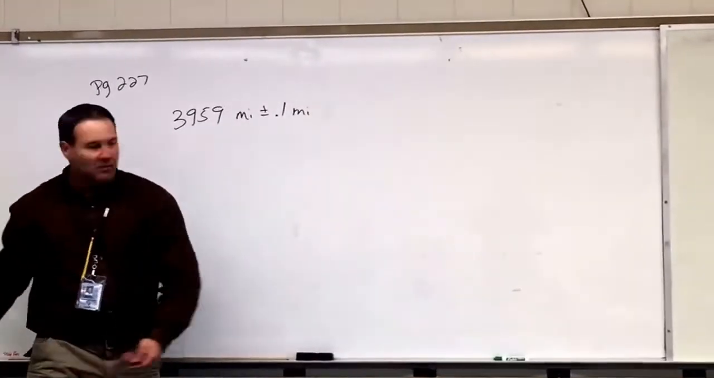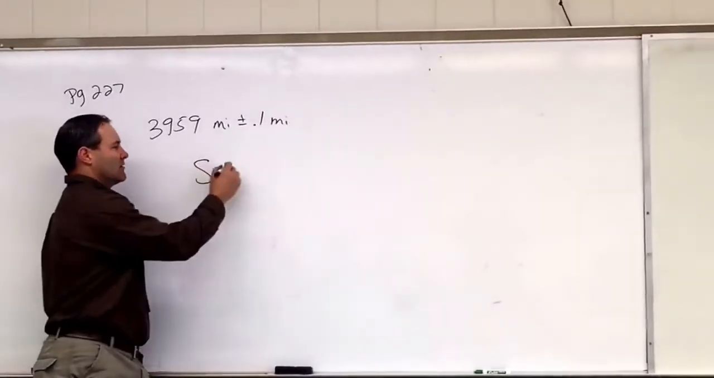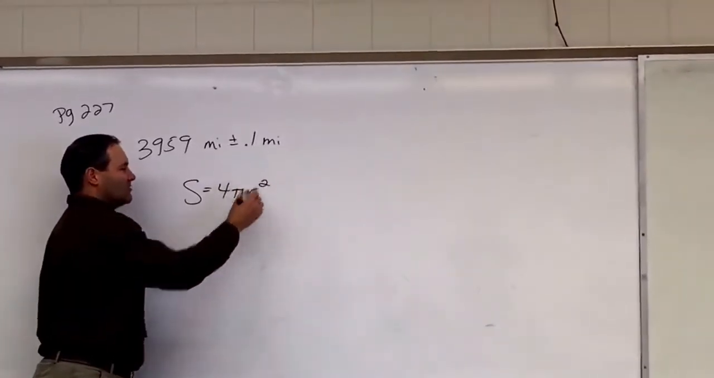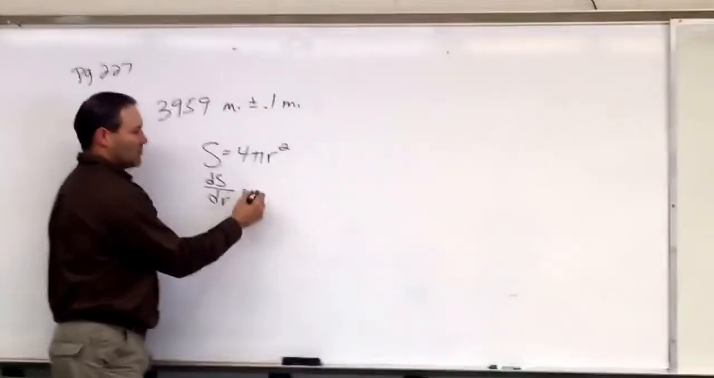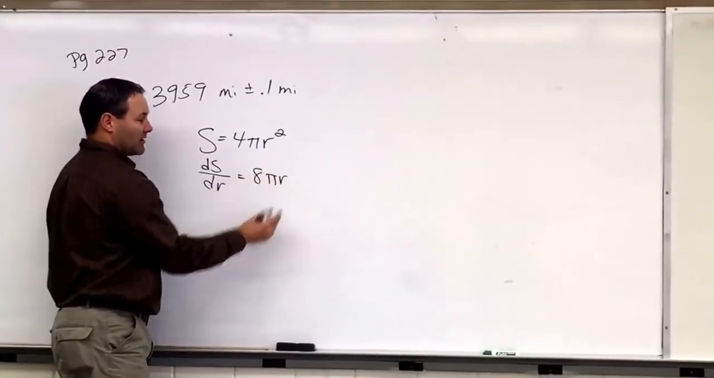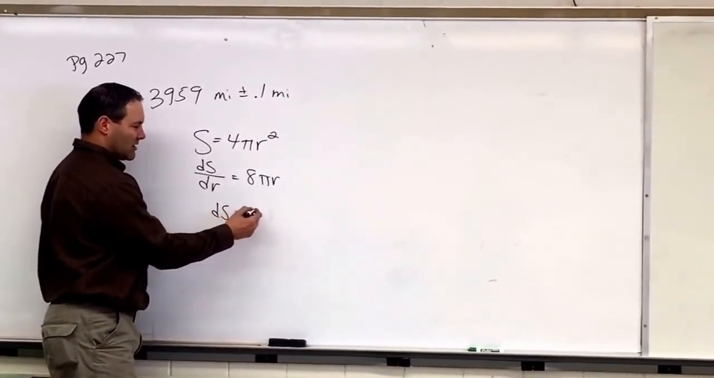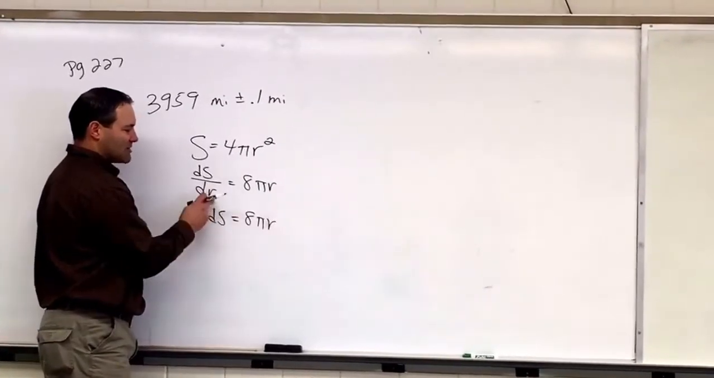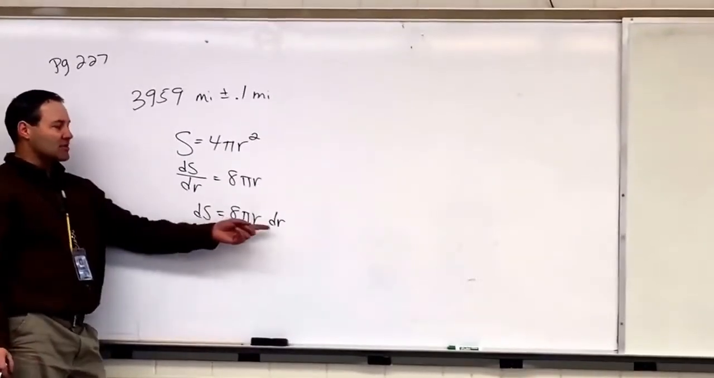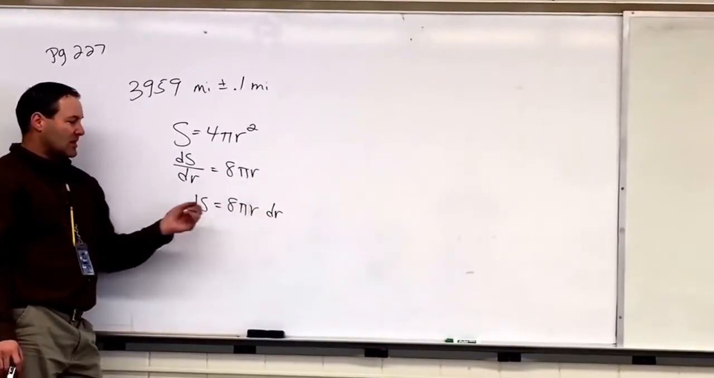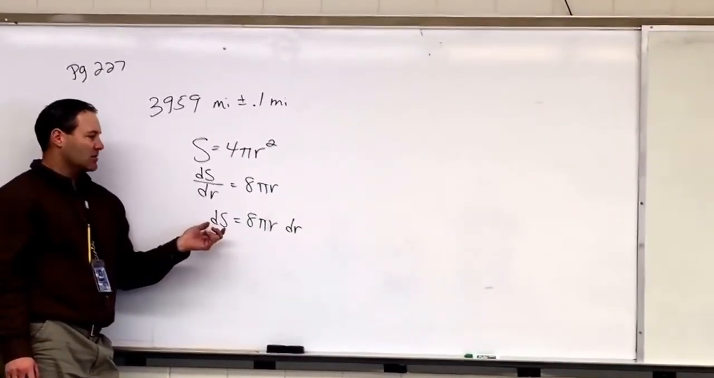All right, so the surface area of a sphere is 4 pi r squared. So we can go ds/dr equals 8 pi r. So your change in the surface area is, we can actually multiply both sides by dr. Think of it that way. The dr represents the change in radius. The ds stands for the change in surface area.